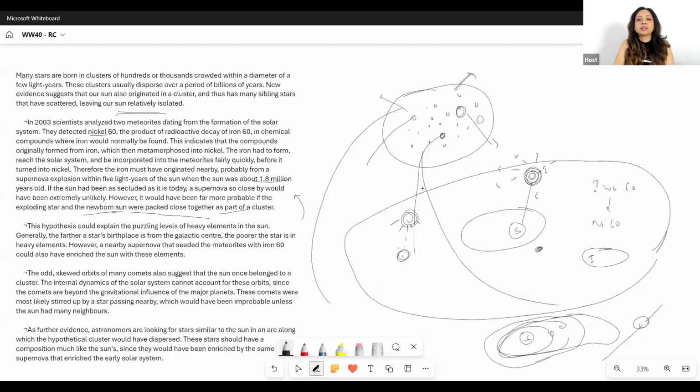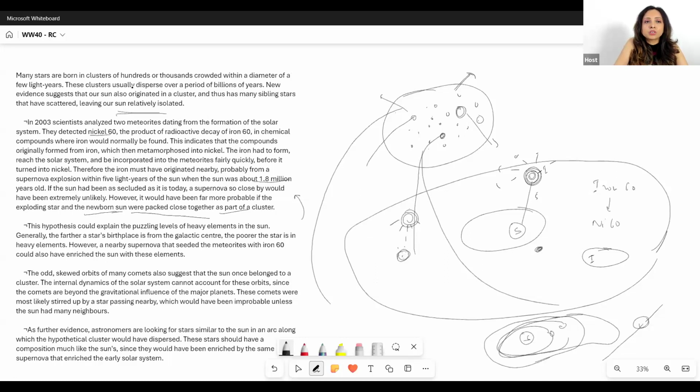So they are trying to find other stars which are very similar to the sun along this particular arc, and if they are able to, and if they also, let's say, have those heavy metals, and they are also far away from the center of the galaxy, then it further supports the hypothesis that the sun was born in a cluster, right? So they're now looking for that particular evidence, right? So this is what is given in our passage. I hope you understand that, right?